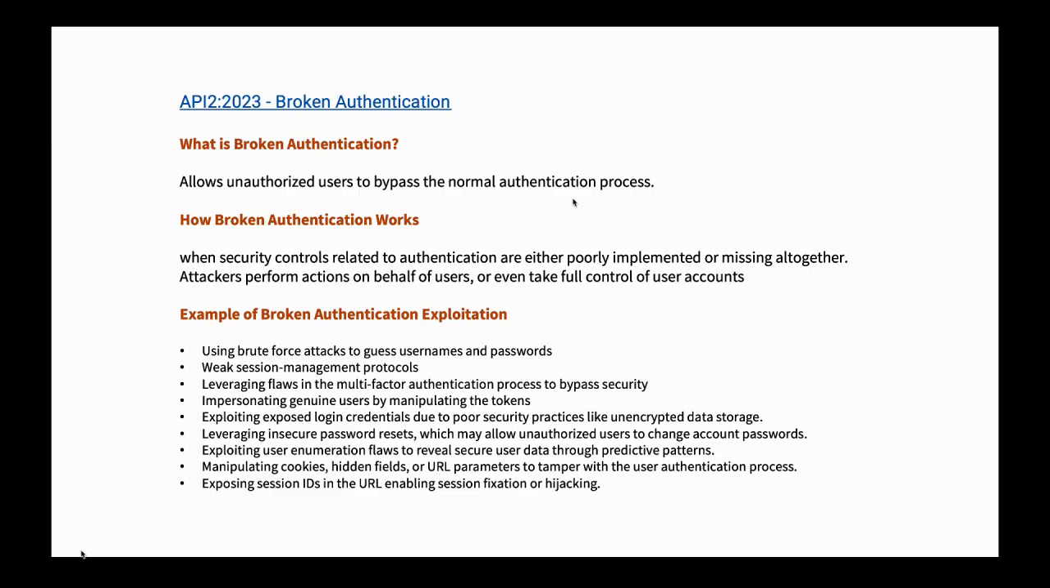Attackers might get access to your unencrypted data storage, where your login credentials might get exposed. Other examples are using insecure password reset flows, using predictive patterns for your IDs or other data entities, manipulating cookies or hidden fields or URL parameters to tamper with the user authentication process. If your application has exposed session IDs in the URL, then this makes your APIs vulnerable to hijacking.